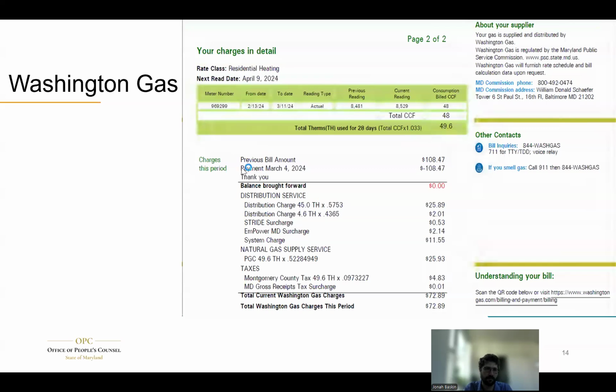So now we're coming back down. We already saw this on the front page: the previous bill, payment made, and then anything brought forward. And then it's going to break it down kind of again like SMECO. So we have distribution, then we have our supply and our taxes. So we have our three categories.